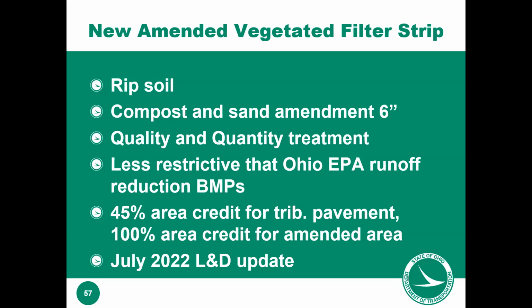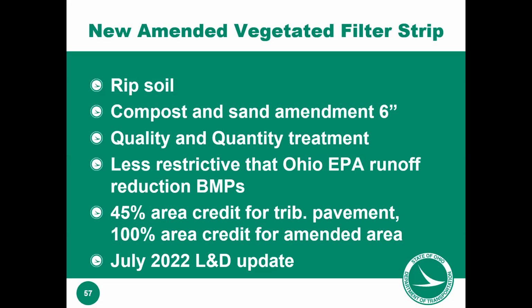So we'll have examples in the July update to the L&D. But this is coming and this is a big deal. This should save money on the biggest, hardest to treat projects. And this is a lot like Ohio EPA's runoff reduction credits for amended sheet flow areas, except it's way less restrictive. Ohio EPA's runoff reduction credits require a minimum width of 35 to 50 feet to get credit for those types of BMPs, which makes them not real practical on most sites.